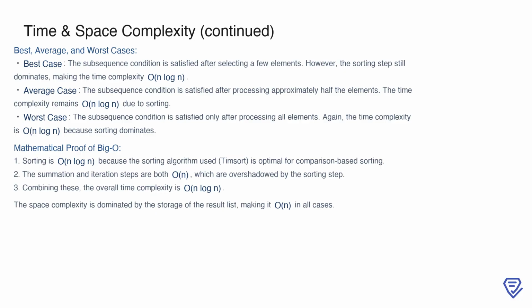Even in the worst case, where all elements are required to satisfy the condition, the time complexity remains O(n log n) because of the sorting step. The mathematical proof reinforces this, as sorting using timsort is O(n log n), while summation and iteration, both O(n), are asymptotically smaller. The space complexity, dominated by the result list, is consistently O(n) across all cases. This guarantees that the algorithm is efficient and scalable for a wide range of input sizes.